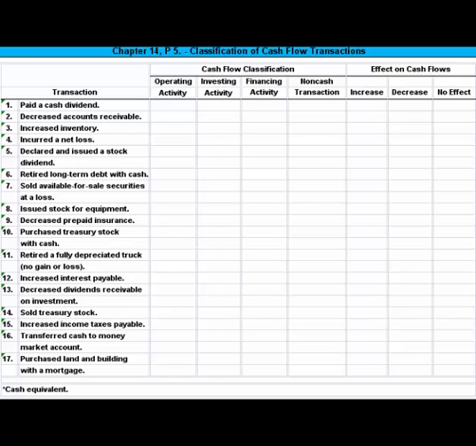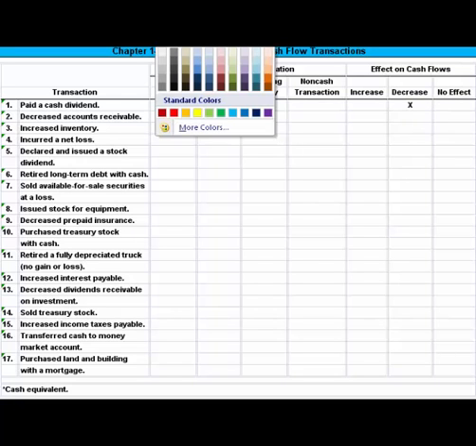Let's take a look at this problem, which deals with classifying cash flow transactions. Okay, transaction 1. We paid a cash dividend, and we're asked to determine whether it's an operating activity, investing activity, financing activity, a non-cash transaction, and then indicate whether there's an increase or decrease or no effect on the effects of cash flow. And let me bring that one to light.